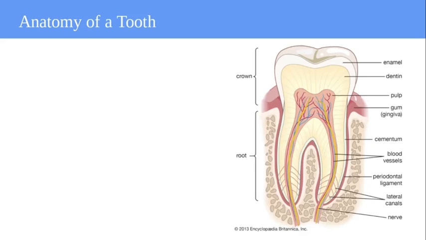First, let's look at the anatomy of a tooth. Here's a cutaway diagram that shows the different layers: enamel, dentin, pulp, as well as the gum surrounding the tooth. Notice the pulp has nerves.